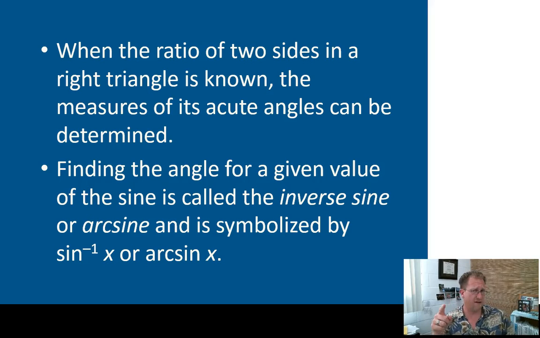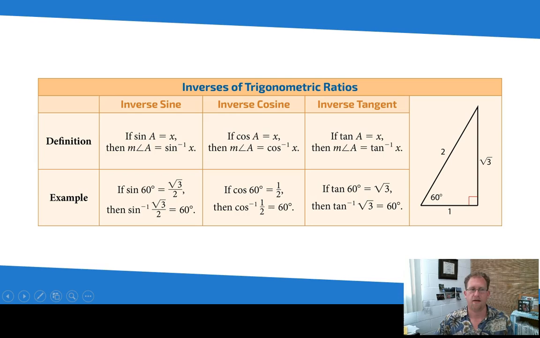So instead of having the angle and finding the sides, I have the sides. I'm going to find the angle. And so that is something that we're going to demonstrate for you here. So the inverses of the trigonometric ratios are given for you here. The inverse sine, the inverse cosine, and the inverse tangent. So if the sine of A is x, then the measure of A is the inverse sine of x, whatever this ratio is. If the cosine of A is x, then the measure of angle A is the inverse cosine, or the arc cosine of x. So it's the same ratio. If I have the angle, I can get to the ratio. If I have the ratio, I can get to the angle.